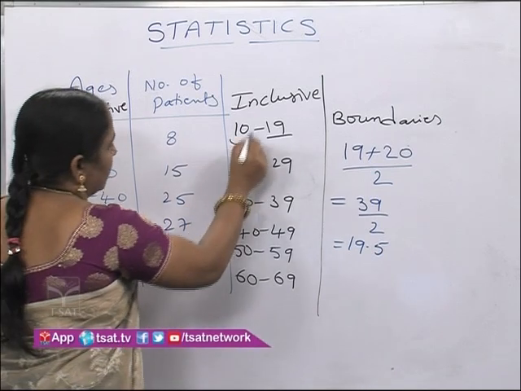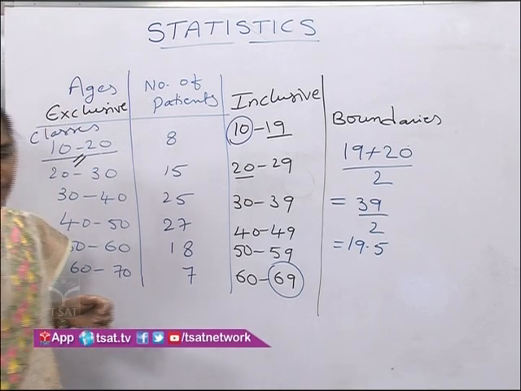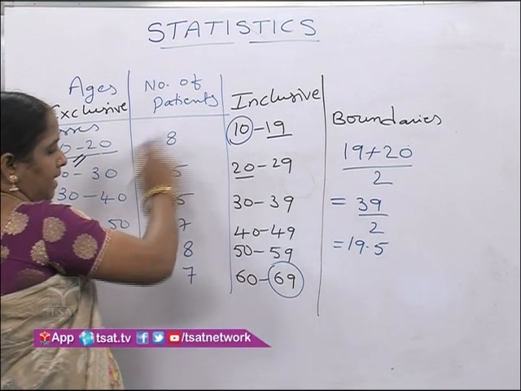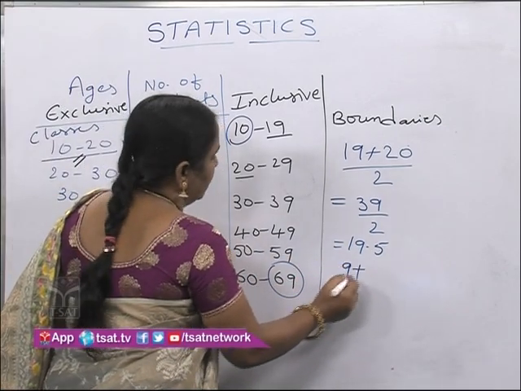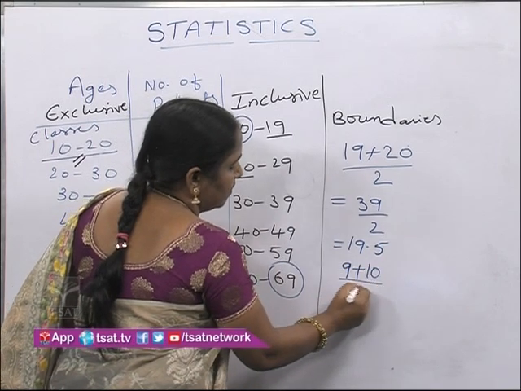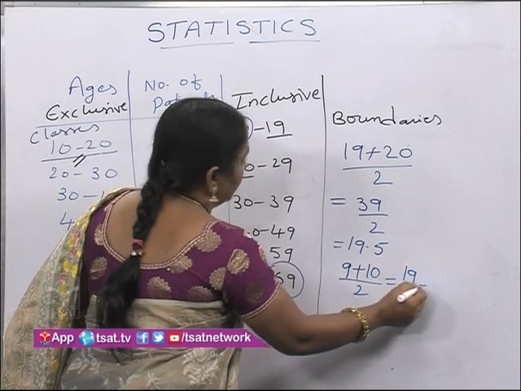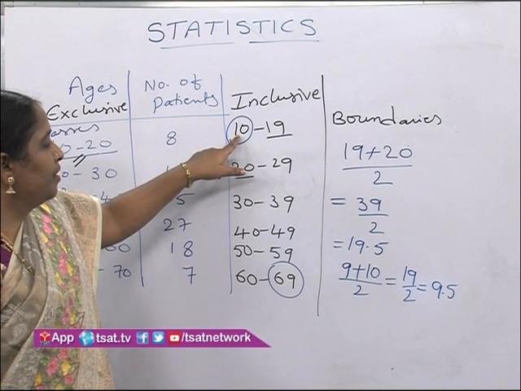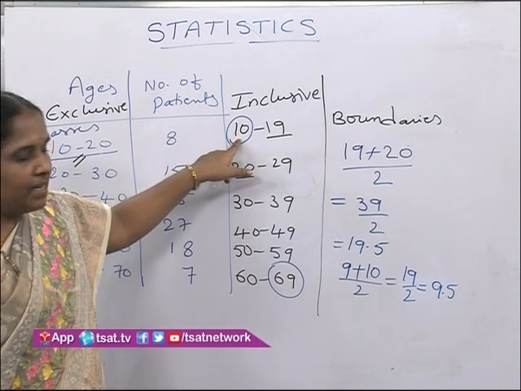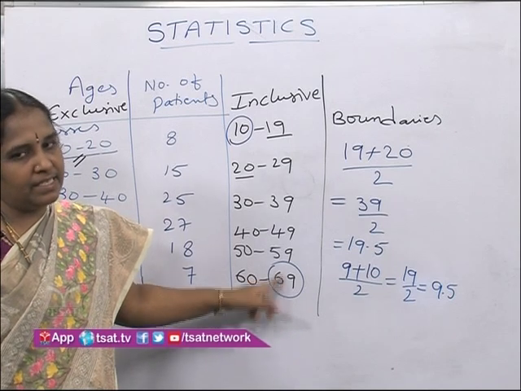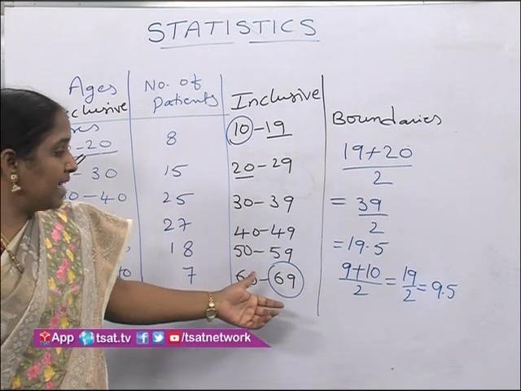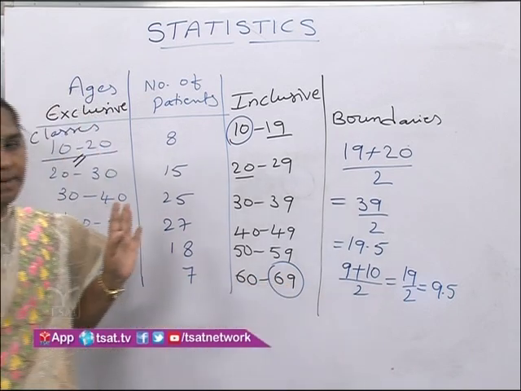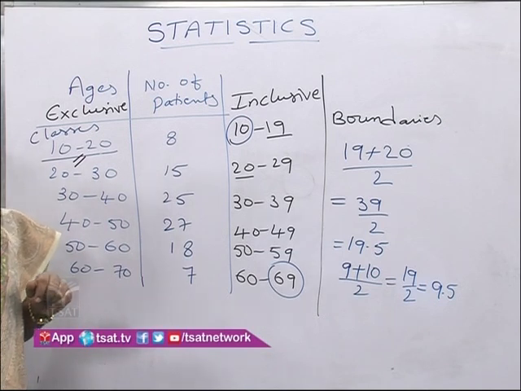Then what about the last two values, 10 and 69? What do we do here? For 10, the preceding value we consider as 9, for convention. 9 plus 10 by 2 is 19 by 2, which is equal to 9.5. So, the lower boundary of this particular class becomes 9.5. Similarly, for 69 we consider 70 as the next value, and we add them, 69 plus 70 by 2, and we get 69.5. So, this is how we can find the boundaries.